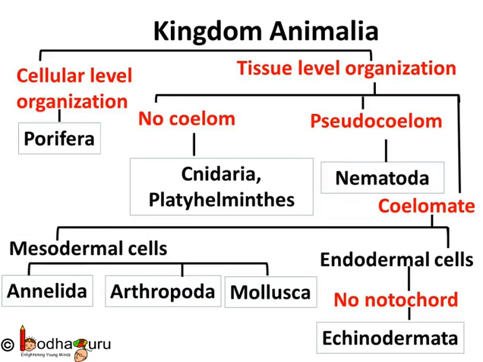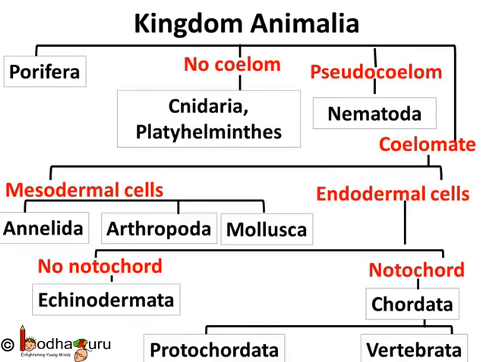Now, if you see annelids, arthropods, mollusks, and even echinoderms, all these are triploblastic and have coelom. But in case of annelids, arthropods, and mollusks, they have coelom formed from mesodermal cell. Whereas in case of echinoderms, the coelom is formed from the pouches pinched off from endoderm, and there is no notochord present in case of echinoderms. After the presence of coelom, and which type of coelom is present, we see if notochord is present or not.